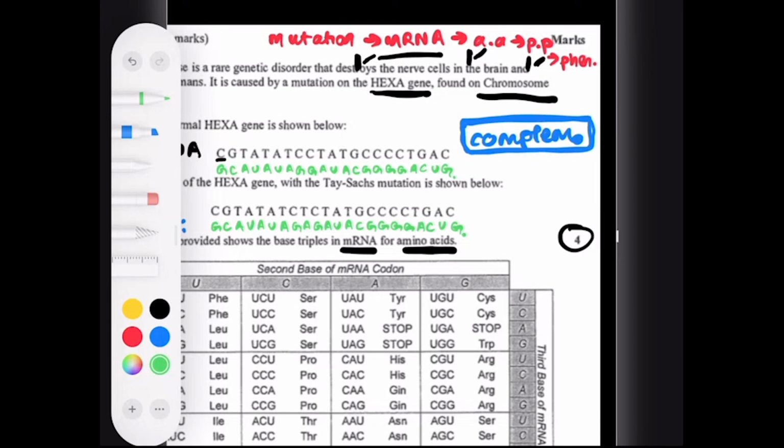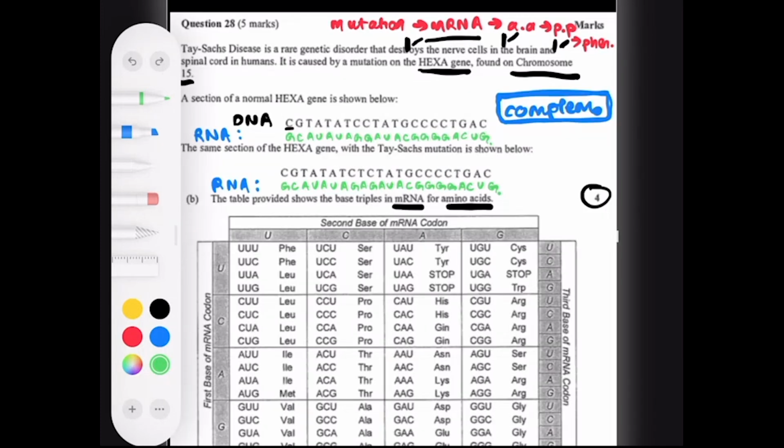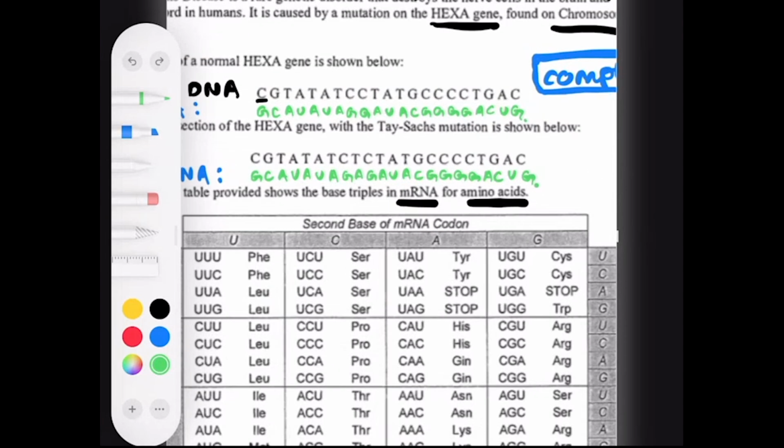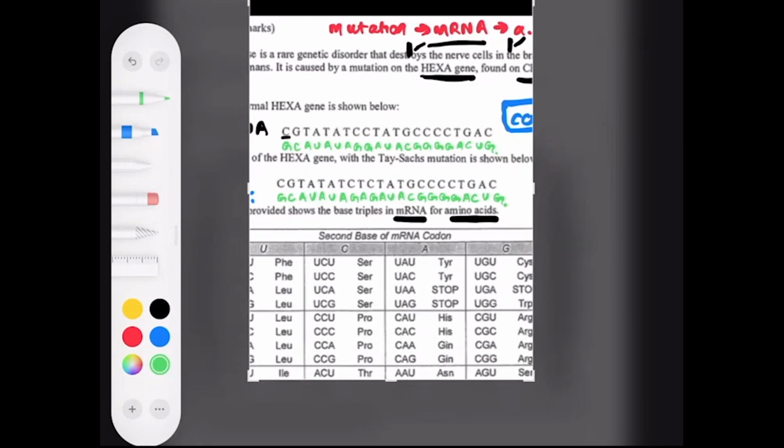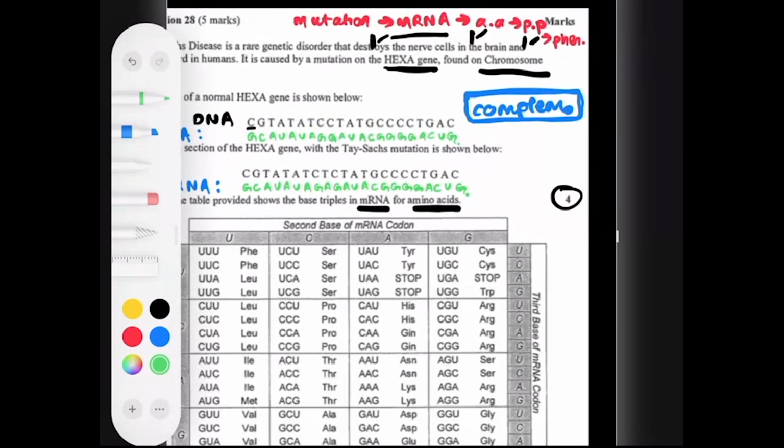Let me see who gets this. Yes, Micah? Identifying that it causes a frame shift mutation. Very good. You've got 2 different sets of DNA strands. You want to identify what kind of mutation has occurred. It's a point mutation. Do you all agree? You want to identify, is it a point substitution? Is it a point addition or deletion? Very good. Micah would have got 4 marks on that.